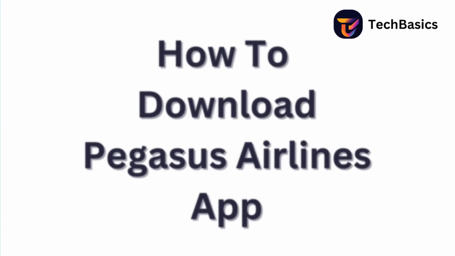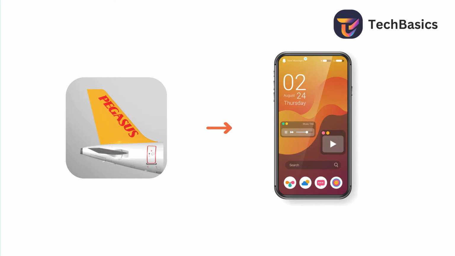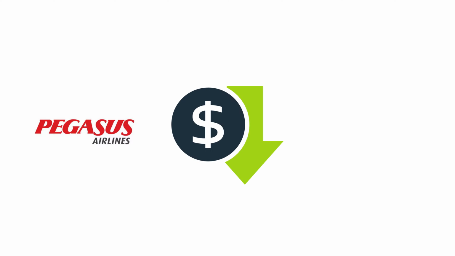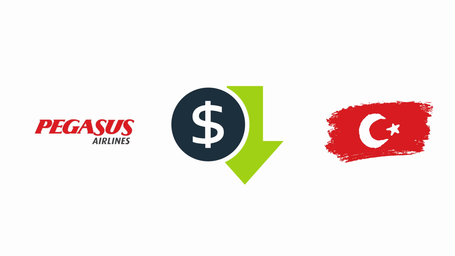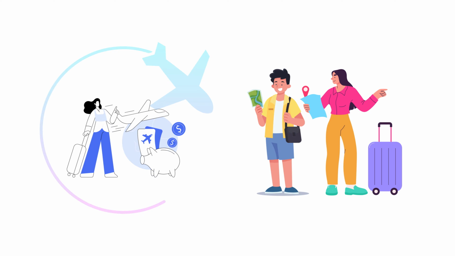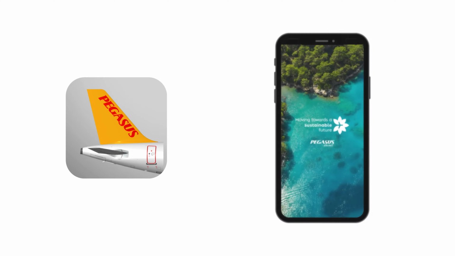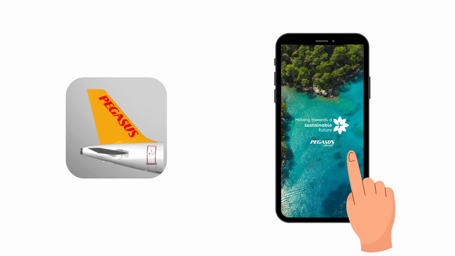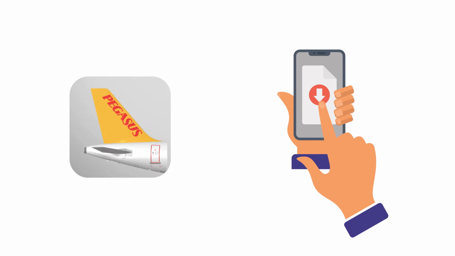Today we're going to learn how to download the Pegasus Airlines app on your smartphone. Pegasus Airlines is a low-cost carrier from Turkey. So whether you are a frequent flyer or planning for your next trip, having the Pegasus Airlines app on your phone comes very handy to manage your travels and get cheap flights. So we're going to look through how to download its app.